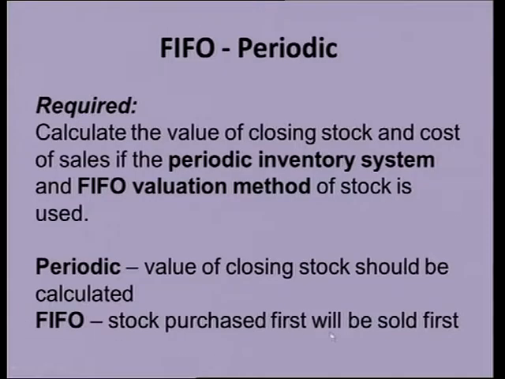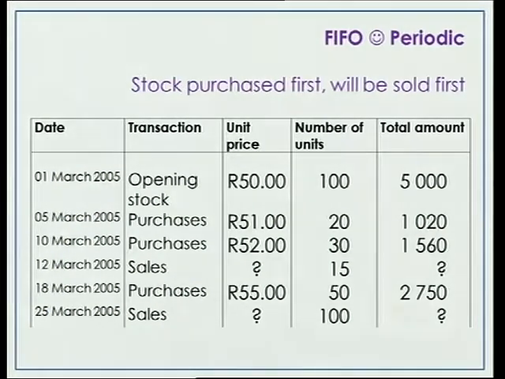It's still the FIFO method, so we still value our stock. We still say the stock purchased first will be sold first. But now we will calculate the value of the closing stock. Can you remember with perpetual we calculated the cost of sales? Now we're going to calculate the value of the closing stock. So let's go to our example again. Same example. You see exactly the same example.